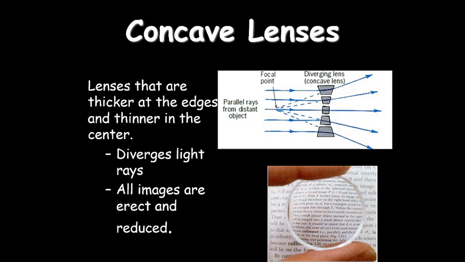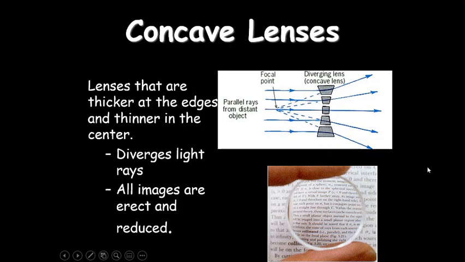Concave lenses. These are lenses that are thicker at the edges and thinner in the center. They're going to make objects small. Okay. And I suggest that you maybe do a quick little sketch of this, showing what's happening to the light as it's passing through there.